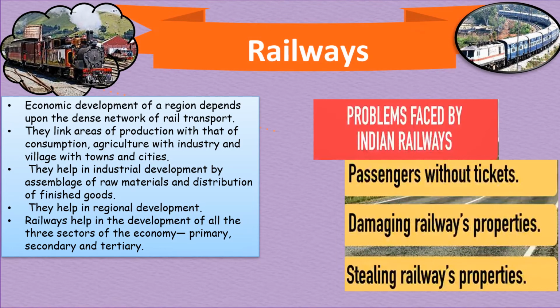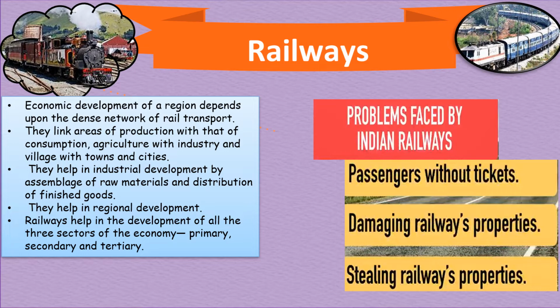Now let's look at the next lifeline of the Indian economy, that is railways, children. Railways are the principal mode of transportation for carrying huge loads and bulky goods over long and short distances in India. How is this so, children? Let's have a look. Number 1, economic development of a region depends upon a dense network of rail transport. Number 2, they link areas of production with those of consumption, agriculture with industries, and villages with towns and cities.